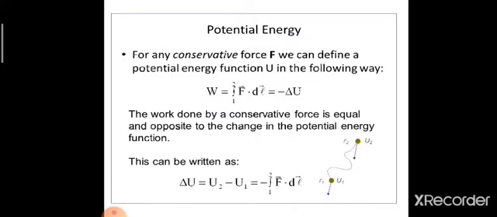For any conservative force F, we can define a potential energy function U as W equals integral from 1 to 2 of F dot dl, which is equivalent to minus delta U. That is, the work done by a conservative force is equal and opposite to the change in potential energy function. Delta U is nothing but the change in potential energy, U2 minus U1, which can be written as minus integral from 1 to 2 of F dot dl.